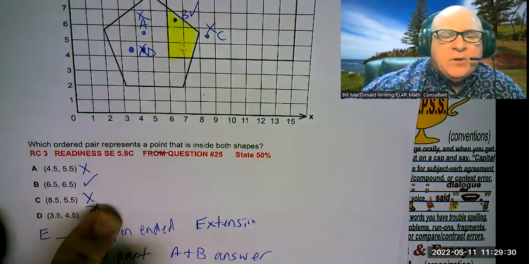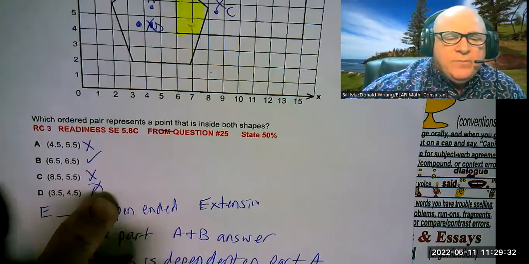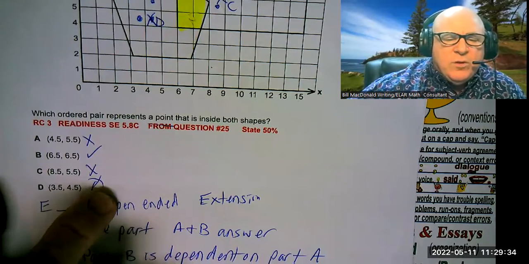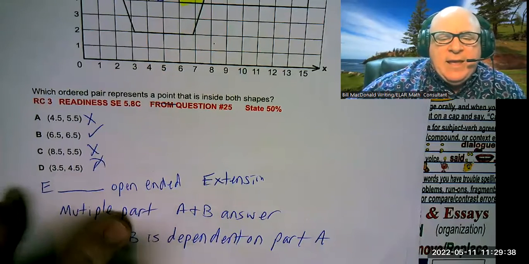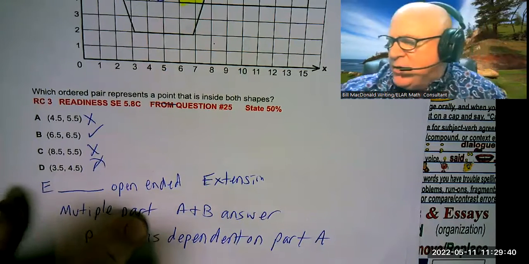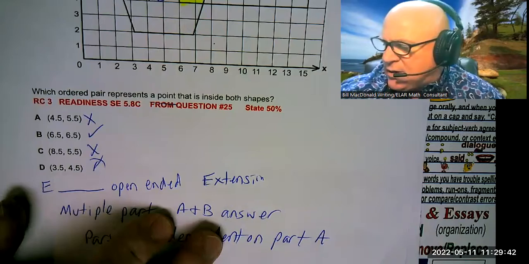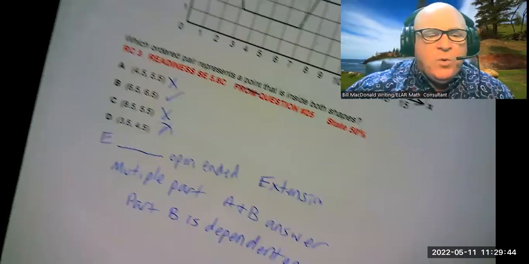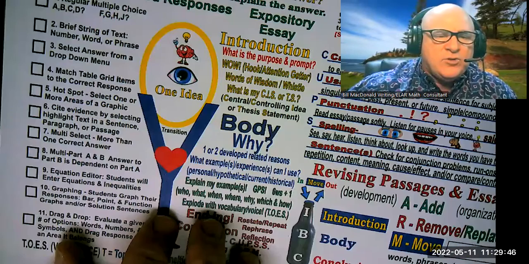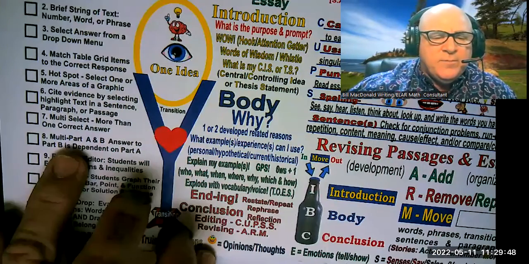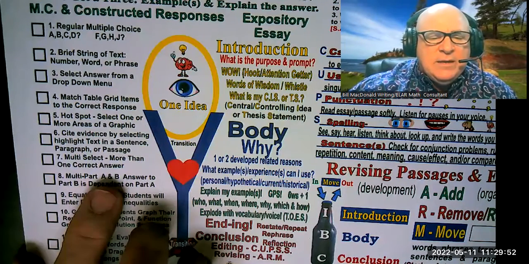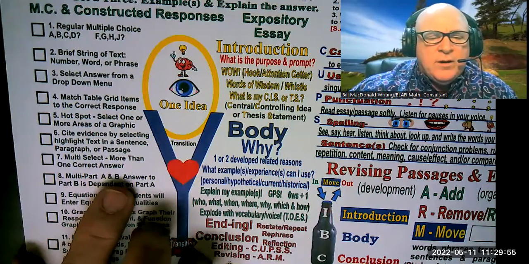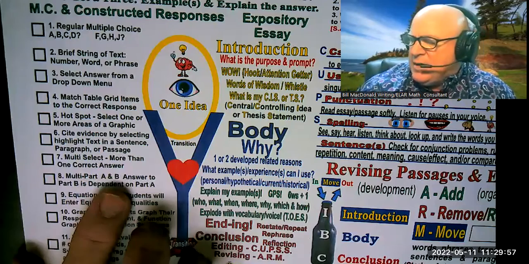Now, because we're trying to get ready for next year, an open-ended extension would be multiple parts, an A and B answer. Let me show you what I mean. When you start getting ready for next year, one of the constructed type responses is multiple parts. The answer to part B is dependent on part A. So let me show you how that would work.